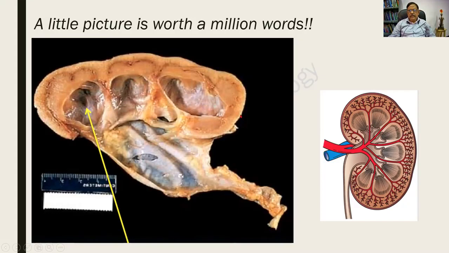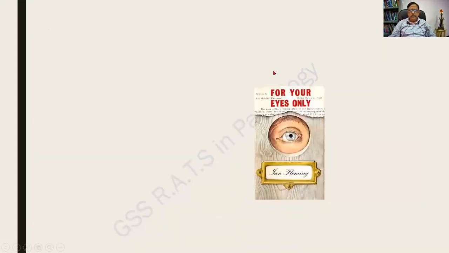A beautiful one, increase in the size. And you can compare it with the normal structures which I do not see. For example, these pyramids I do not find in this region. And the structure of the calyx is different here when compared with this. For your eyes only. Hope you people recollect this.